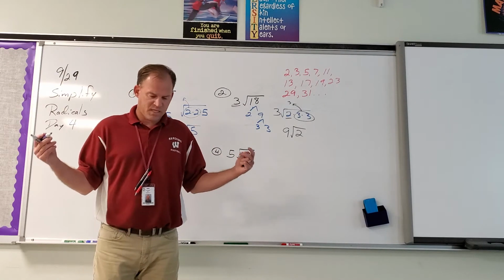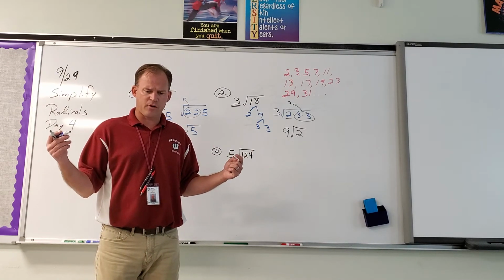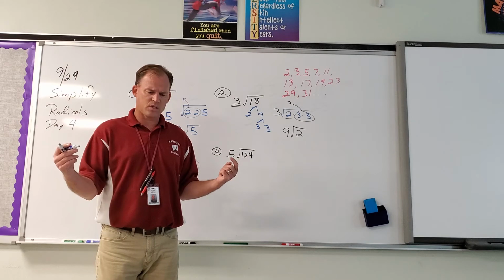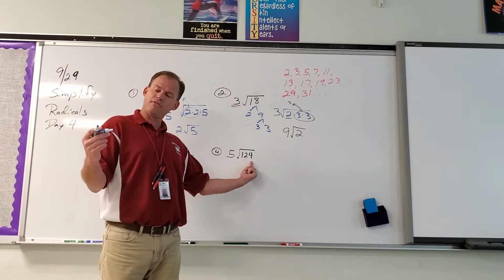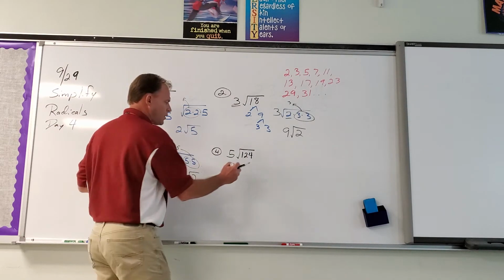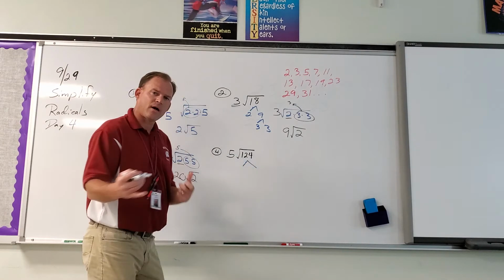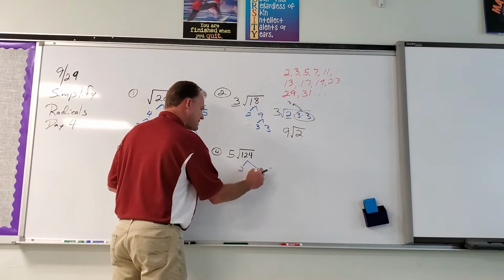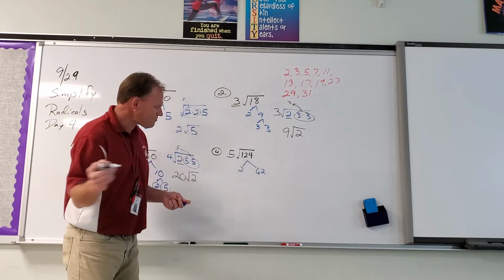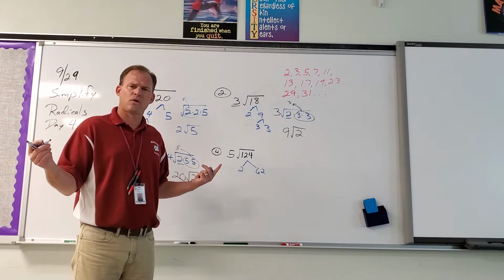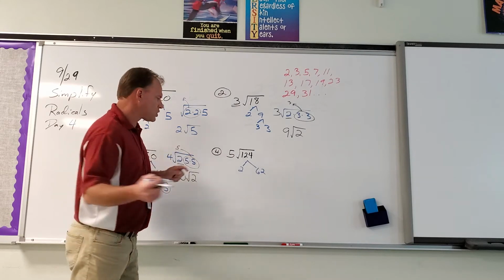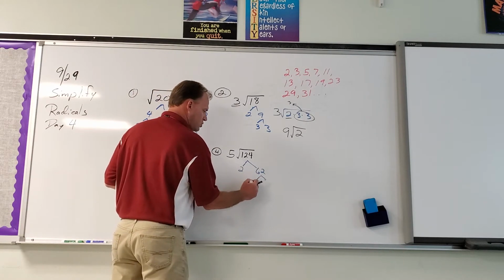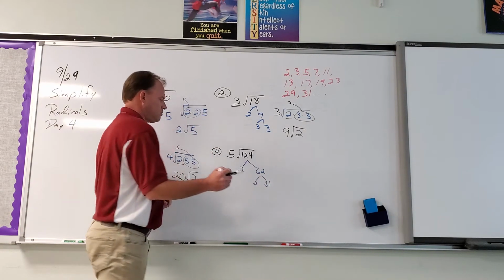124. Kind of a number we don't see very often. I don't really know what goes into 124, but I know it's even, so 2 goes into 124. So I grab the calculator. 124 divided by 2 is 62. Again, I don't know anything that goes into 62 off the top of my head, but I know it's even, so I divide by 2 and get 31.